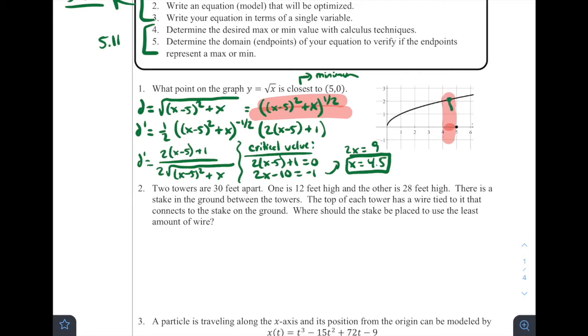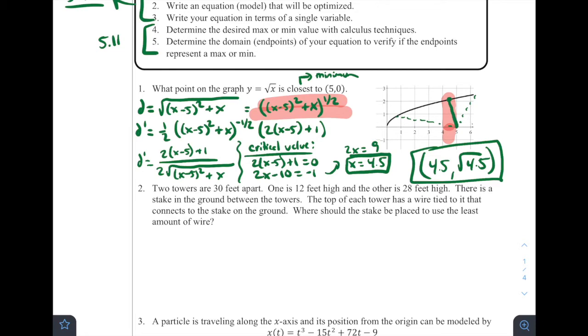And so this distance here is going to be the shortest possible distance as opposed to any of the other ones that we've got here. So what is the coordinate? They're saying what point on the graph, not just the x value. We should plug that back into our original equation, y equals the square root of x. That's going to be at the point 4.5 comma the square root of 4.5. And that is going to be the exact spot that is closest to 5 comma 0 on that function.